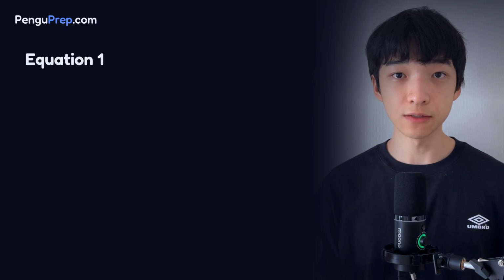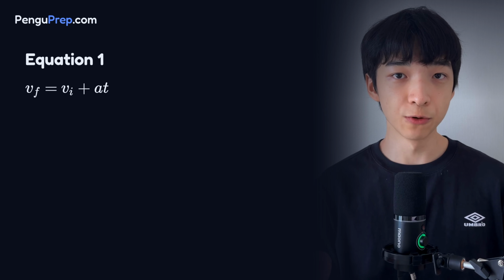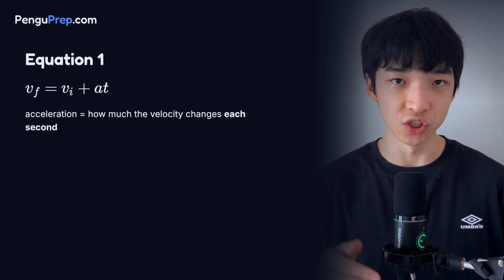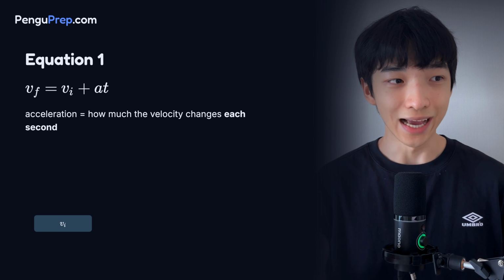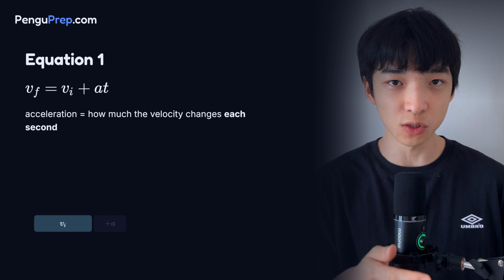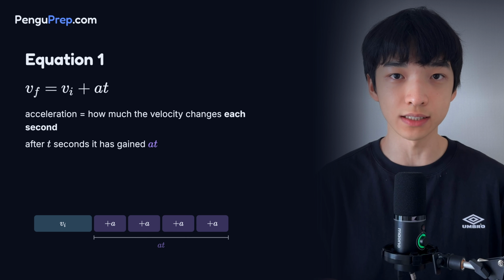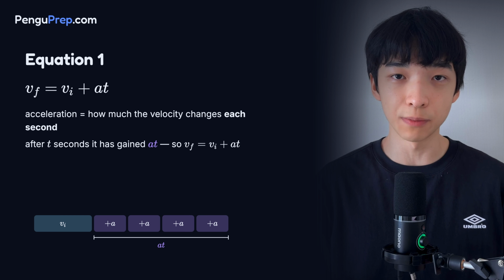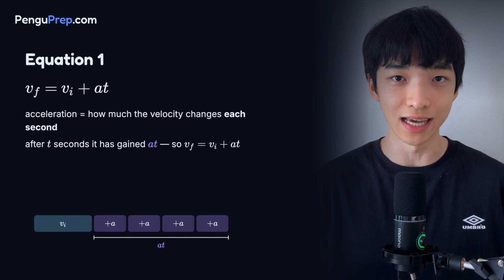The first equation is final velocity equals initial velocity plus acceleration times time. And the proof is pretty intuitive. Acceleration is how much an object's velocity changes per second. So if the object starts at an initial velocity of vi and gains a velocity of a meters per second every second, then after t seconds, it has gained the velocity of at meters per second. And so its final velocity is going to be the starting velocity, vi, plus how much velocity it gained, at. So vf equals vi plus at.